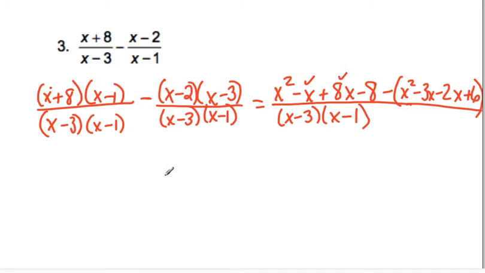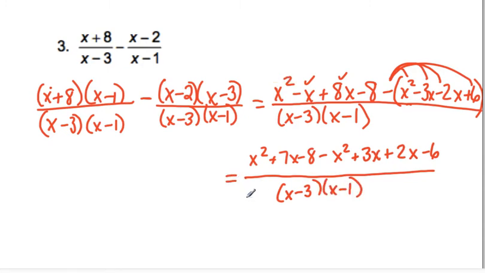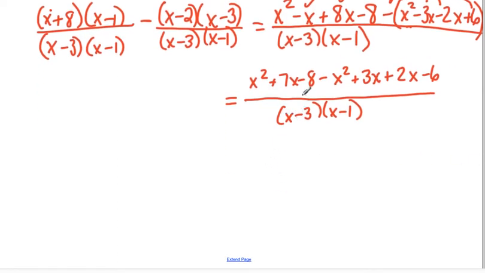This and this would go together, so I would have x squared plus 7x minus 8. And then if I distribute the negative through, I would have negative x squared plus 3x plus 2x minus 6 over x minus 3, x minus 1. Remember to distribute the negative and distribute it to all terms, which changes its sign. Now let's put those together.